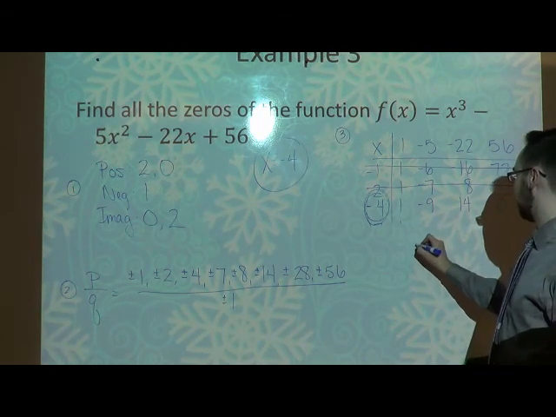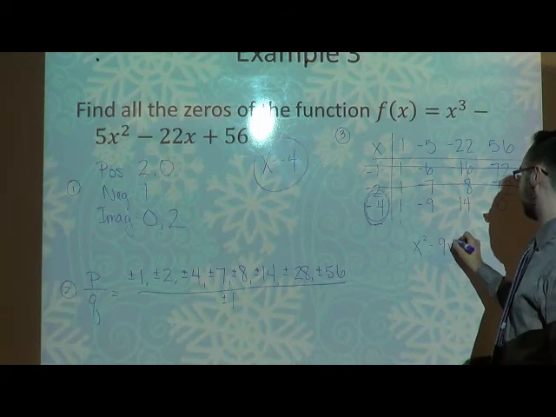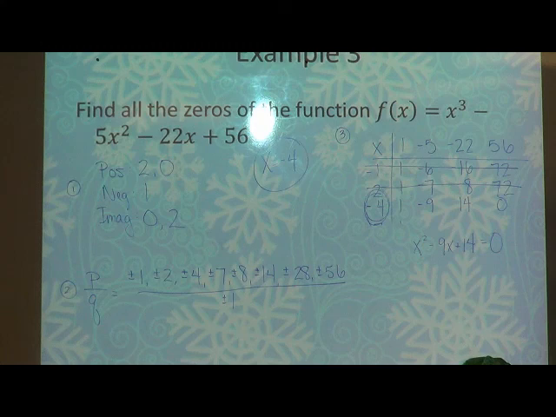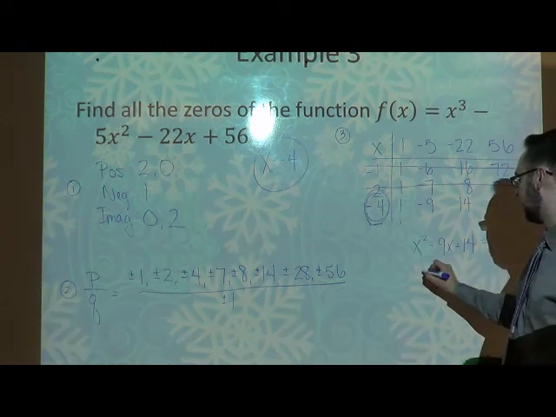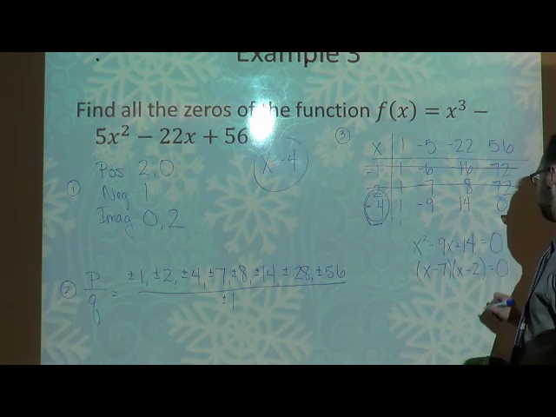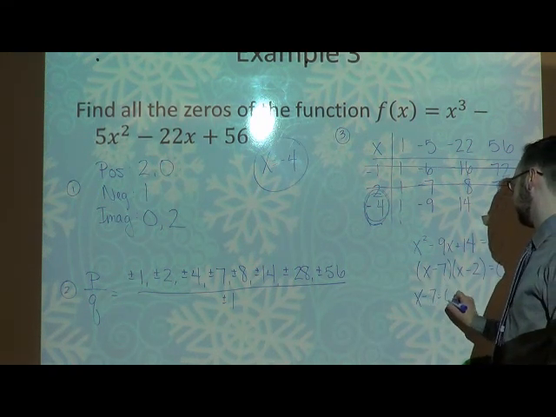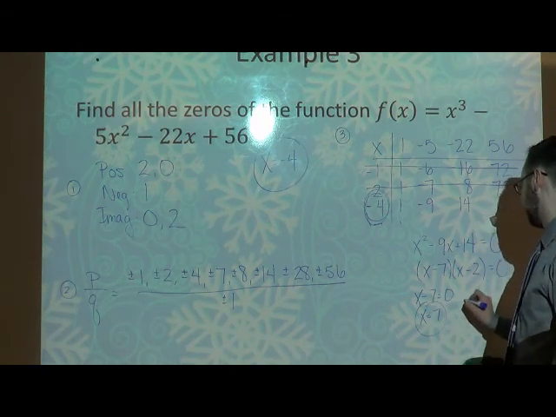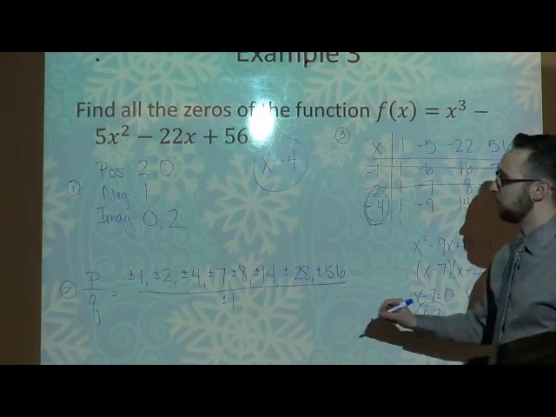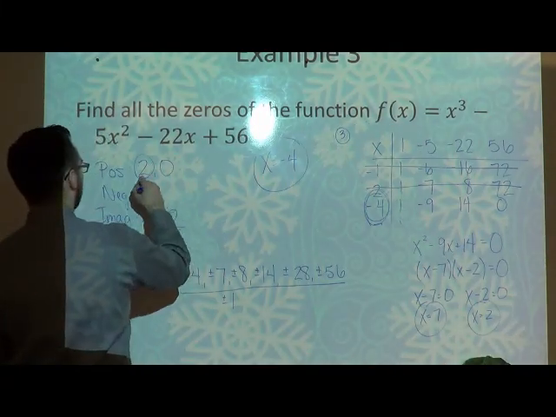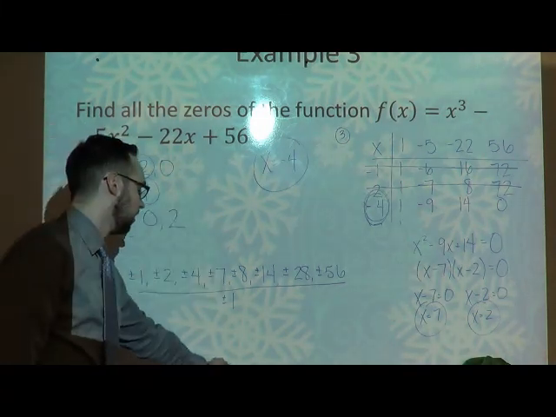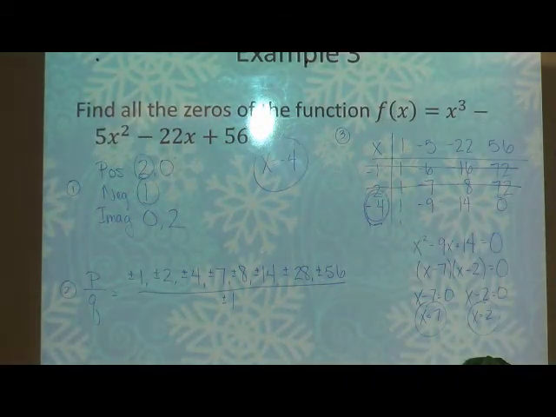So now we have x squared minus 9x plus 14 is equal to 0. And I'm going to ask myself, can I factor this? We can. It can go into x minus 7, x minus 2 is equal to 0. So I get x minus 7 equals 0, so x equals a positive 7. x minus 2 equals 0, so x equals 2. So I actually ended up with 2 positives, 1 negative, and no imaginaries. So 7, 2, and negative 4 are our real rational zeros.